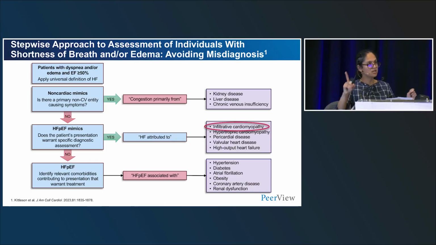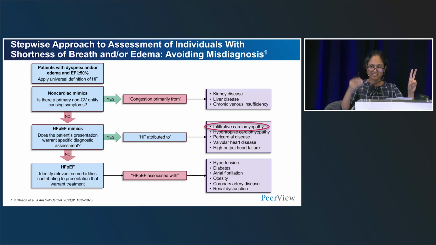And so, when I think about patients with shortness of breath or edema, it's so important to figure out, number one, is it the heart's fault? Because maybe it's a non-cardiac mimic. Maybe it's the kidney, the liver, or chronic venous insufficiency. You can't unring the bell of misinformation, right? If you tell a patient they have heart failure, they will think forevermore they have heart failure when it really wasn't the heart's fault. So first of all, figure out, is it the heart's fault?